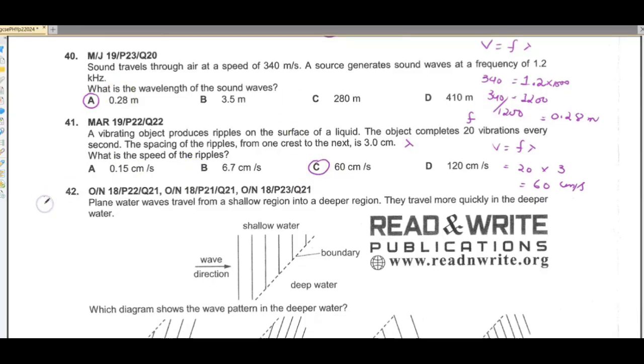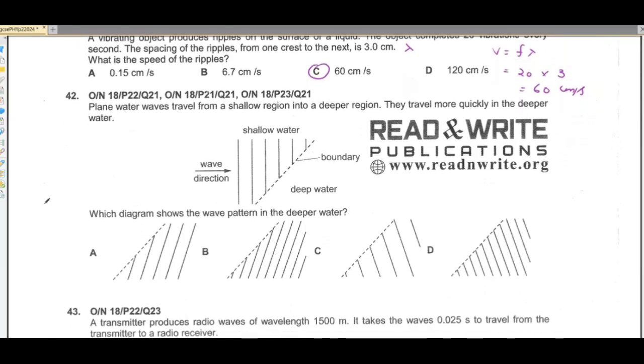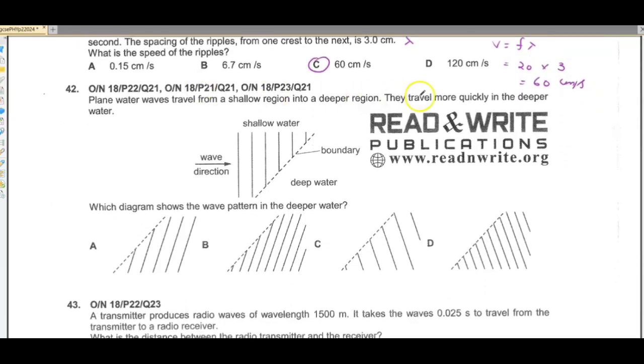Question number 42. Plain water waves travel from a shallow region into a deeper region. They travel more quickly in the deeper water. Which diagram shows the wave pattern in deeper water? Okay, if they are in deep water, they are going to travel at a much greater speed. So if this was initially like this, now it would be like this a bit. So C is the correct option for this.